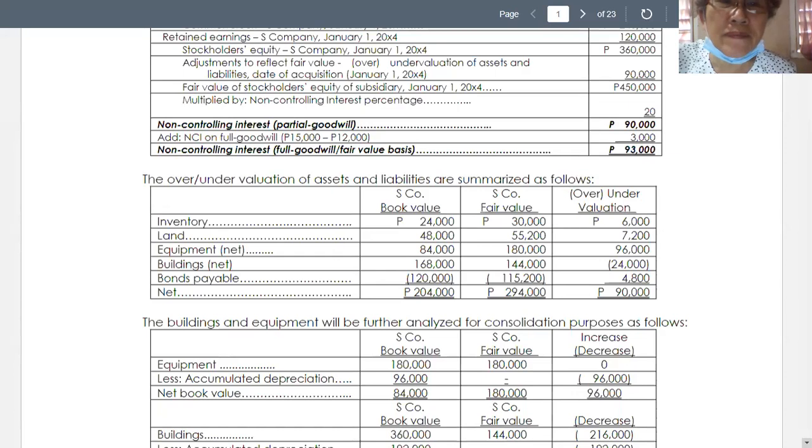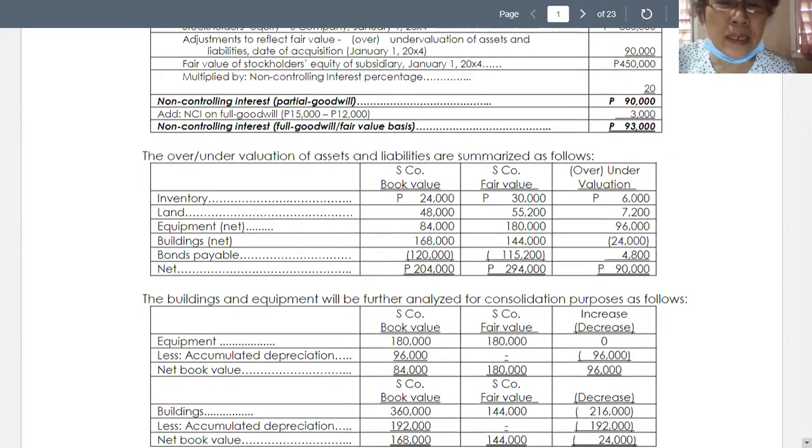For the undervaluation of the equipment, here we have the buildings and equipment. We have the further analysis. The equipment, its book value is 84,000. The fair value is 180,000. So there is a difference of 96,000. Actually, you have this amount of increase. The fair value is greater than the book value.